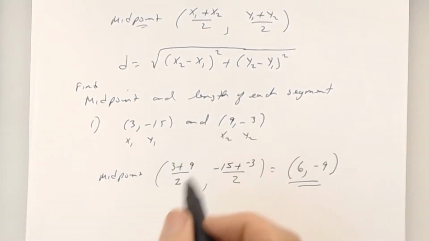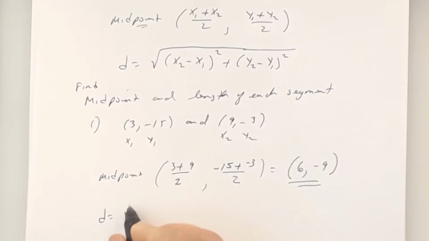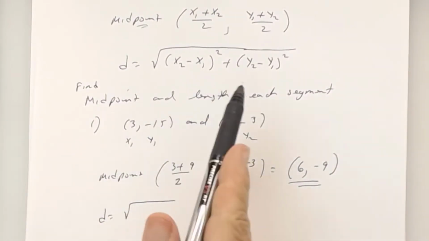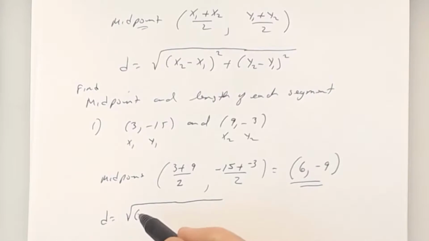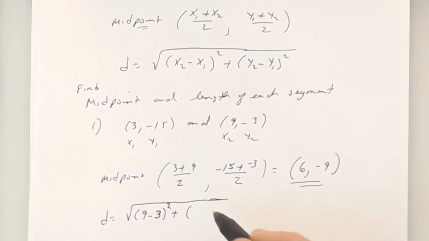Let's find the length of that segment. So let's find the distance. So this will be the square root of, you just plug and chug, just like you did before. Plug and chug. x2, what's x2? 9. I'm going to subtract what? 3. What do I do with that? Square it. Plus. Next one is what? y2, which is negative 3, subtract what? Minus 15. Squared, right?